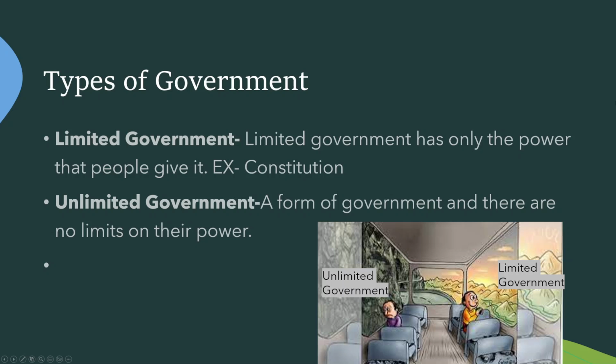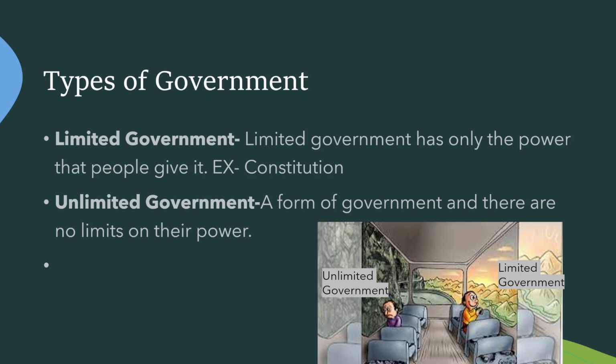Limited, unlimited. Limited is what we have. The government is limited in the power that the people give it. They cannot do anything that we did not give them the power to do. Now, unlimited government is a form of government where there is no limit to the power. The government can do whatever they want. If they want to force everybody to wear khaki pants, they can force everyone to wear khaki pants. Force everyone to wear bell bottoms, everybody has to wear bell bottoms. So, again, limited, good. Unlimited, bad. You don't want the government to have all the power.